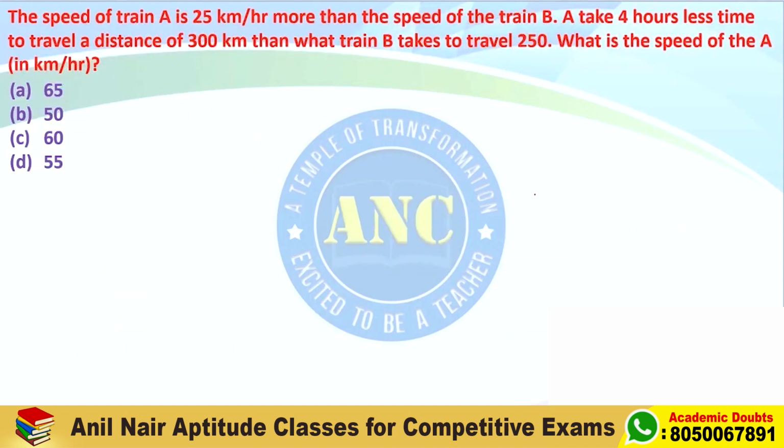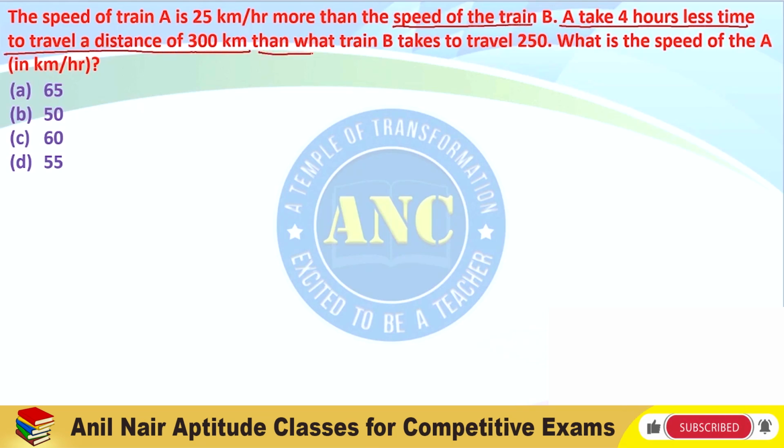Next question. The speed of train A is 25 kilometers per hour more than the speed of train B. Train A takes 4 hours less time to travel the distance of 300 kilometers compared with the time taken by train B to travel 250 kilometers. What is the speed of train A in kilometers per hour? Now see here, all the answer options given are the speed of train A. And the best method to solve this question is by answer options.